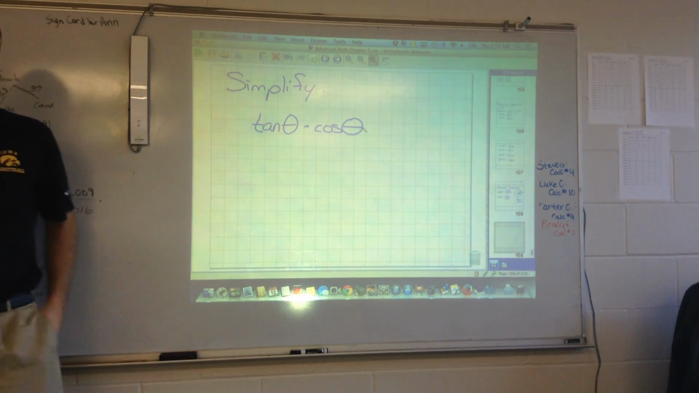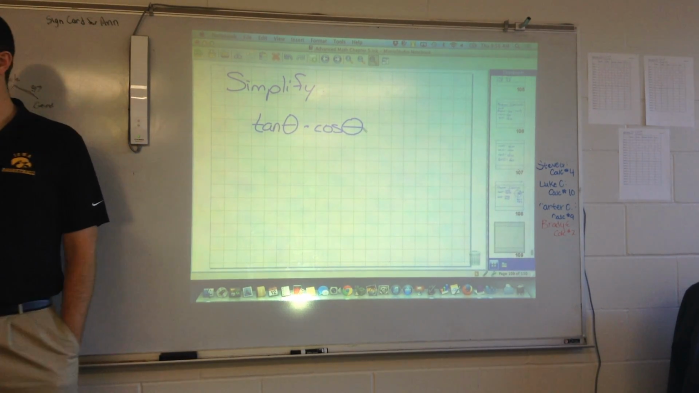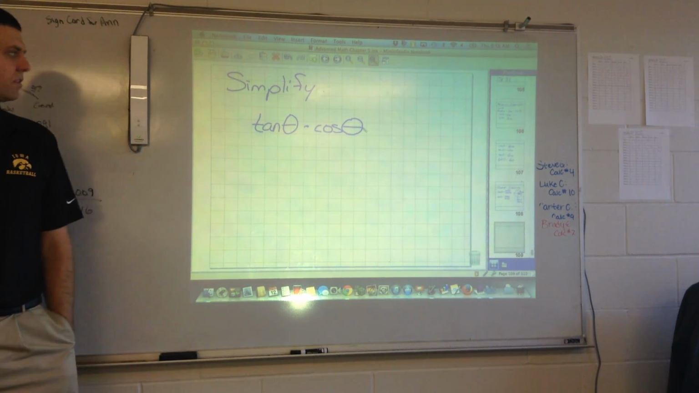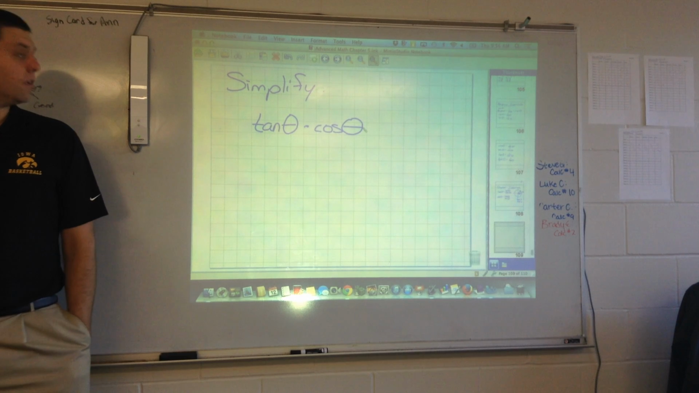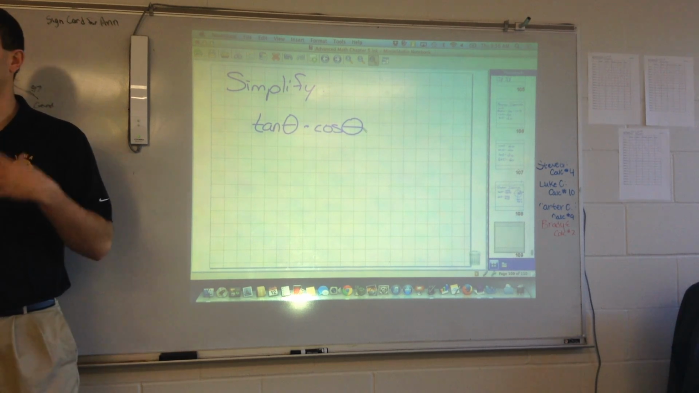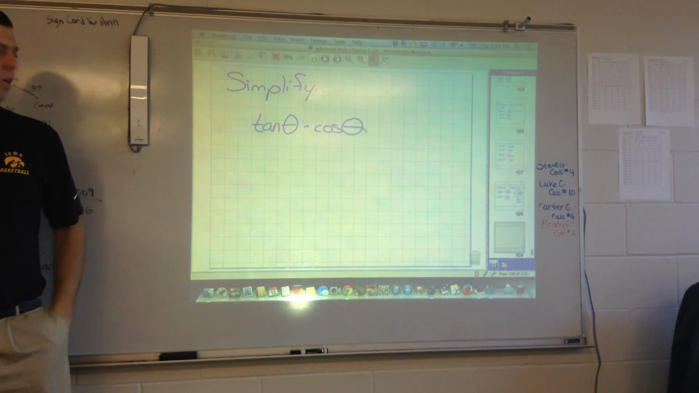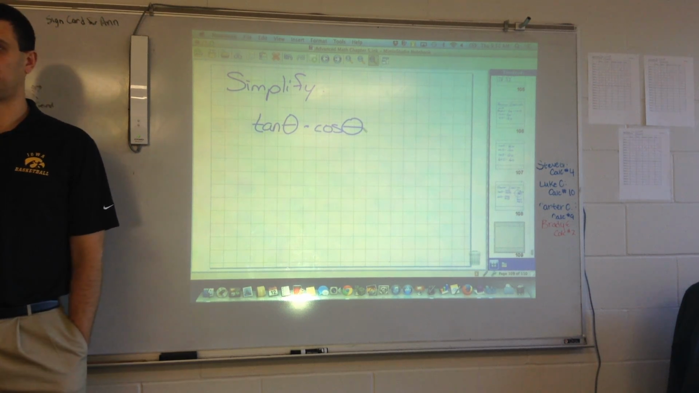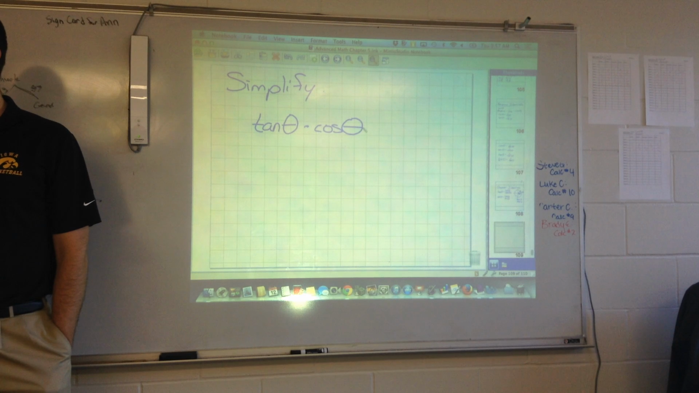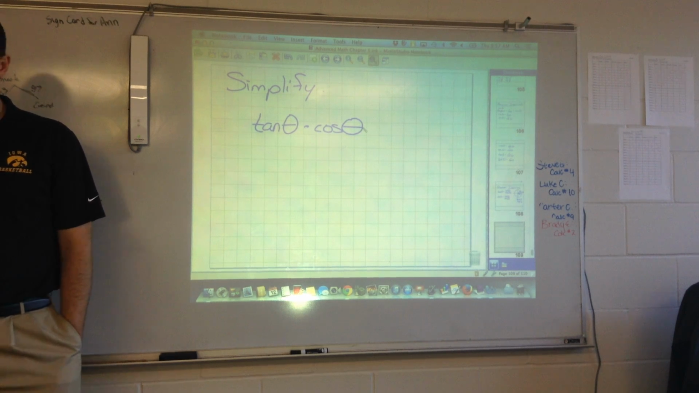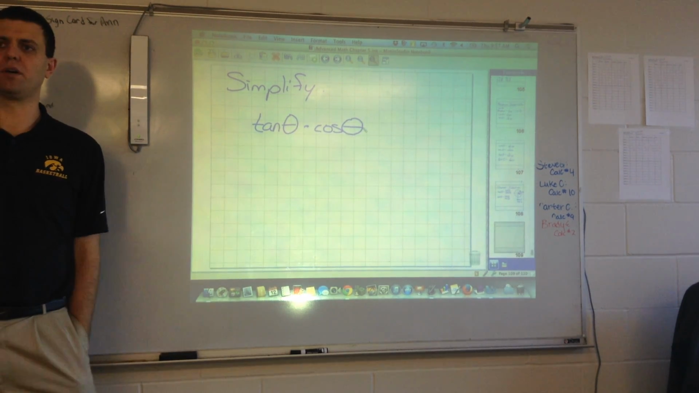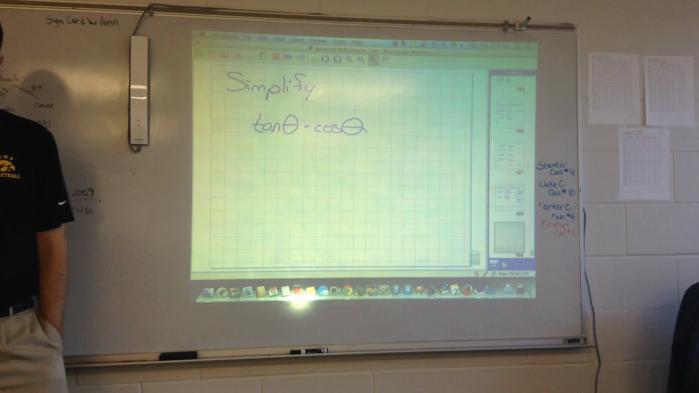If I asked you to simplify this expression, tangent of theta times cosine of theta. Let's simplify this. Let's make it look nice. There's two trig functions there. Let's write it as one trig function. What could I replace tangent of theta with that might simplify nicely, if I'm going to multiply it by cosine theta? Sine theta over cosine.